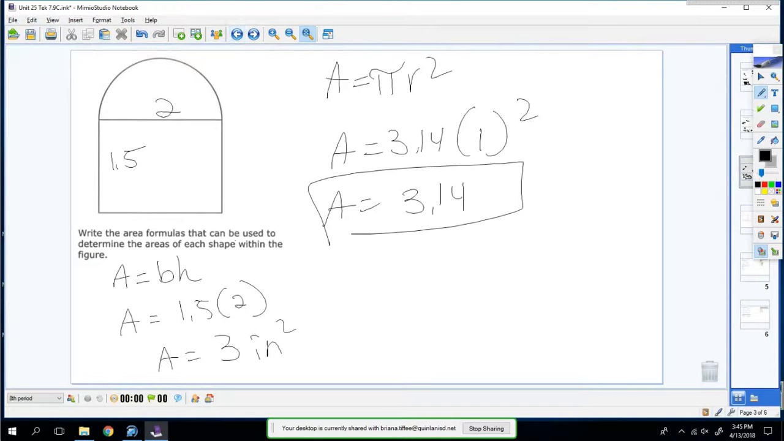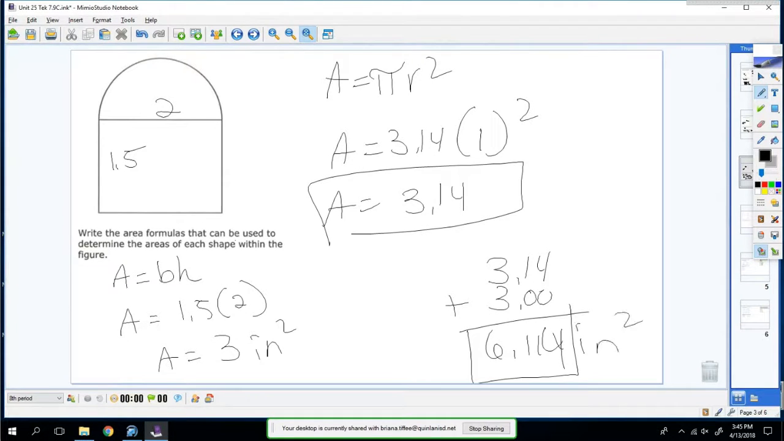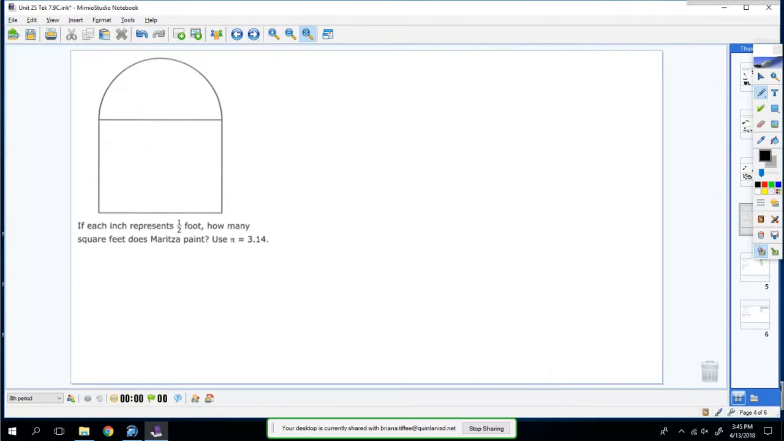So then you need to find the total area together. So you do 3.14 plus 3, which would be 6.14, because you just add them together. So adding them together would be 6.14 inches squared. So this was 2 inches and 1.5.